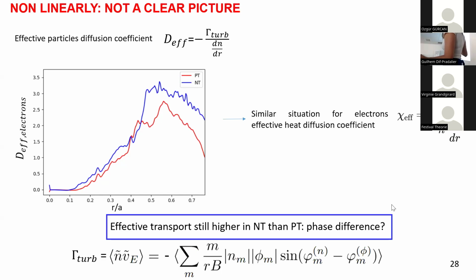It could be explained by a phase difference between the density and the electrostatic field. Indeed, the turbulent particle flux can be written as a sum in Fourier space of the density, the electrostatic field, and a sine term, which includes a phase difference between density and electrostatic field. So maybe this phase difference might play a role in a higher transport in negative with respect to positive triangularity.